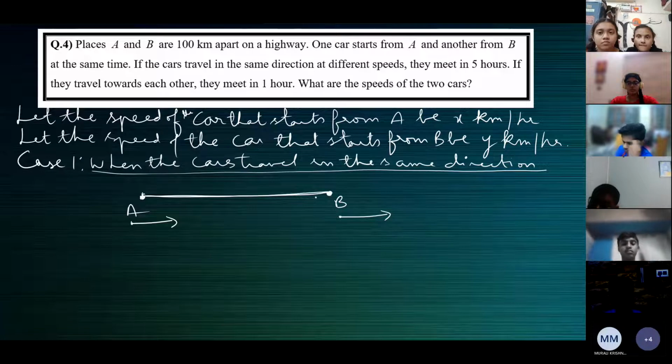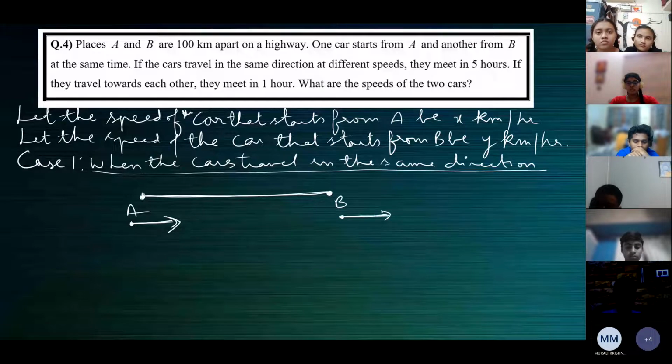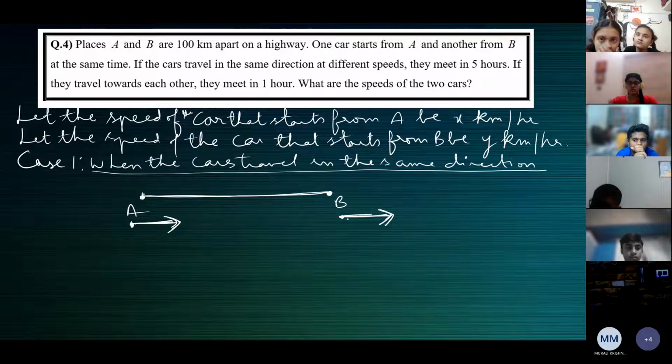Now the first case is when the cars travel in the same direction. So maybe the first car, that is the car that starts from A, goes in this direction. The car that starts from B also goes in the same direction. So both of them go like this. Or they can go in the opposite direction also. Any one representation is enough. One car is starting from A, the other car is starting from B, and they travel in the same direction.